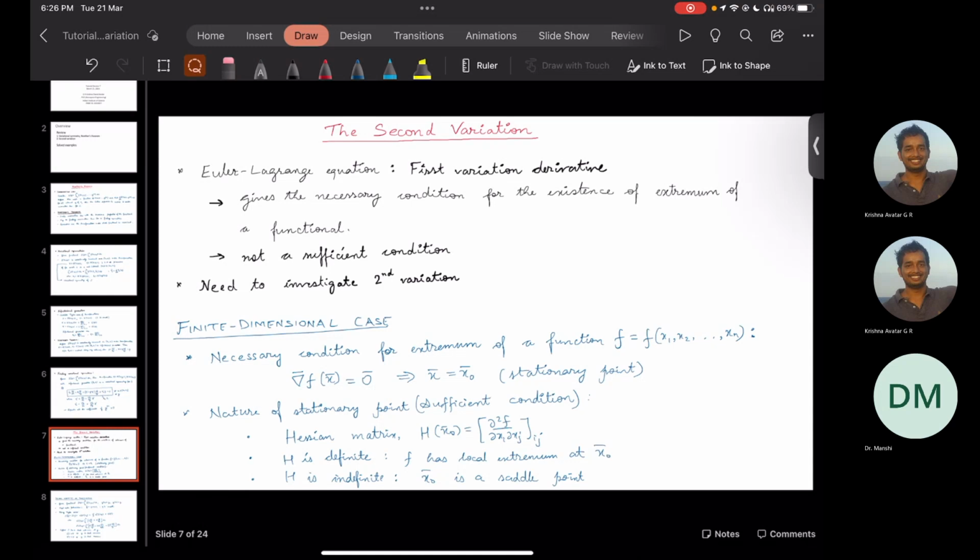Now, if H is definite, then f has a local extremum at x naught bar. Based on the intrinsic nature of H, we will be able to state whether x naught bar happens to be a local minimum or a local maximum. If H is indefinite, then x naught bar is a saddle point.